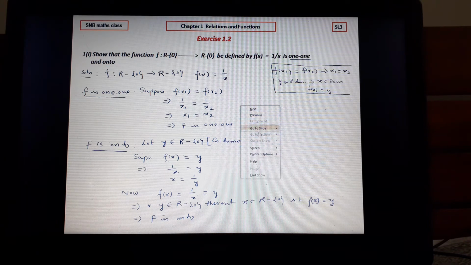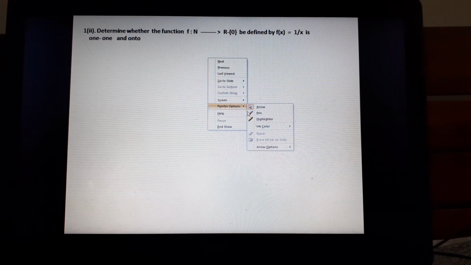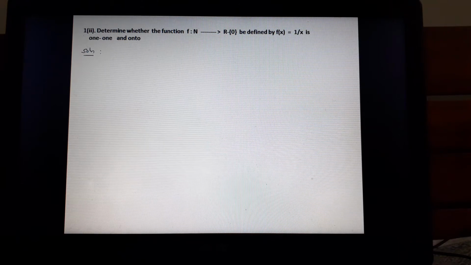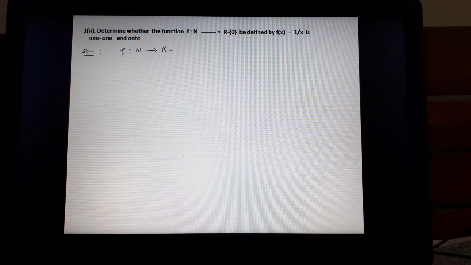Now there is one more part for this question. Determine whether this function is one-one and onto. This is the same first question, second part. What is done here is the domain is changed from R minus 0 to N. Be defined by f of x equal to 1 by x, is f one-one and onto? So we have to decide now. Now f is a function from the set of naturals to R minus 0.